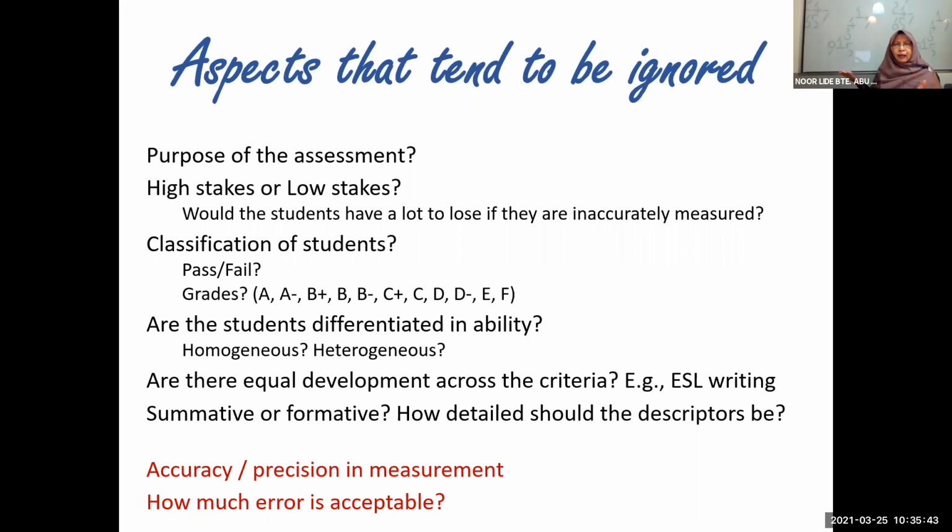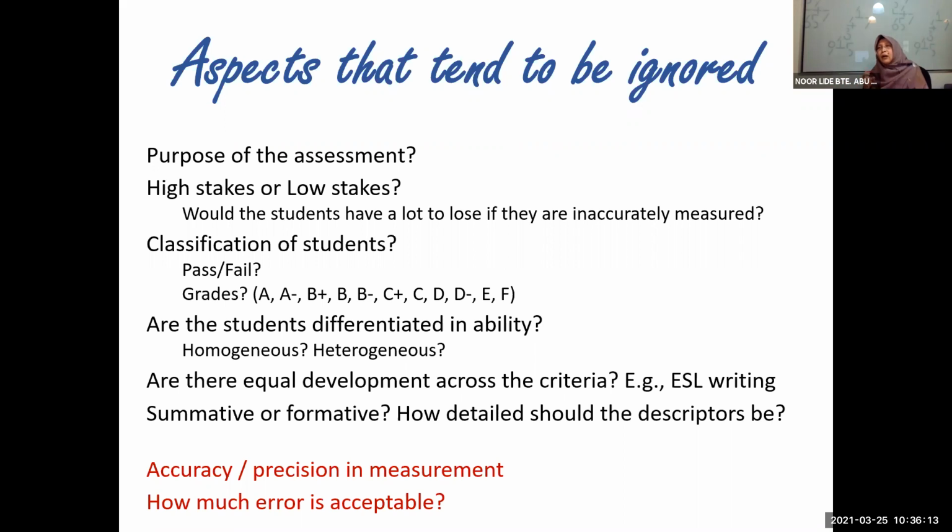And then, are you talking about equal development across the criteria, as I mentioned, like the holistic one? What if one of the elements in one of the levels for the holistic rubric is not met? Okay, so you cannot use a holistic rubric. You have to use an analytic rubric. Okay? And then you said summative or formative. So this will tell you how detailed your description should be.